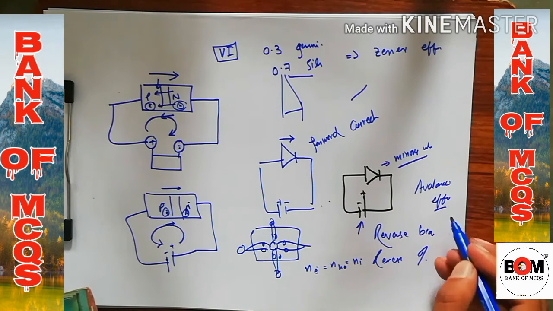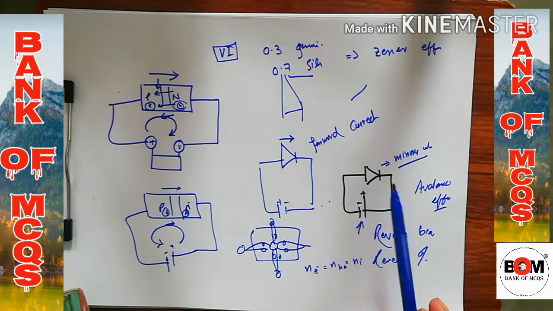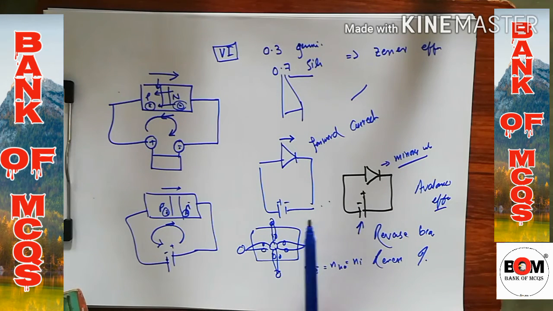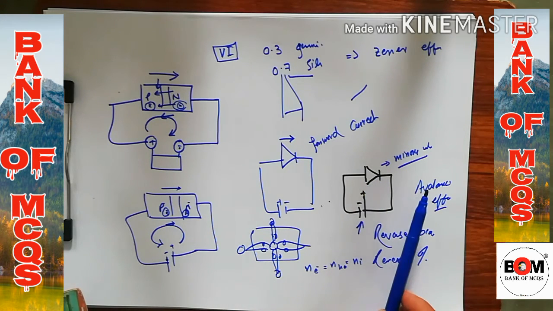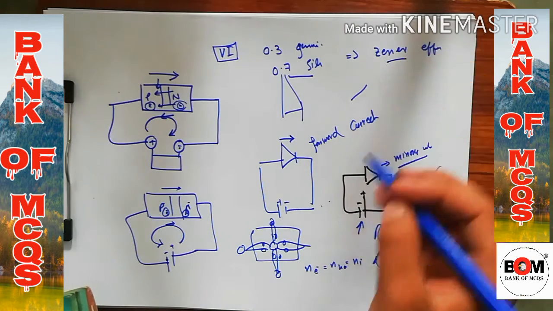What is the avalanche effect? If we increase the voltage, electrons will get high velocity and break the covalent bonds of the minority carriers. Electrons or holes will move and current will be produced. This is called the avalanche effect. And we can create a Zener diode. These are special diodes which work on the Zener and avalanche effects.